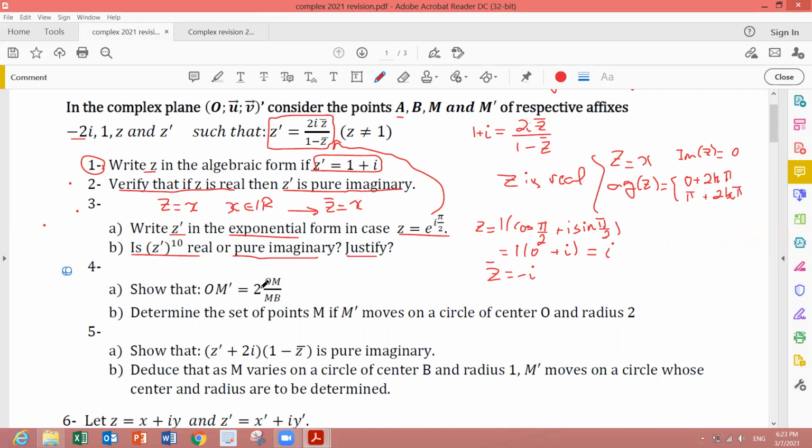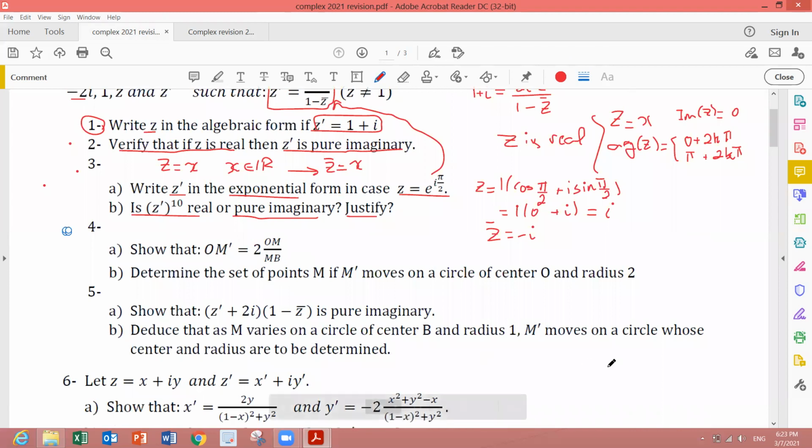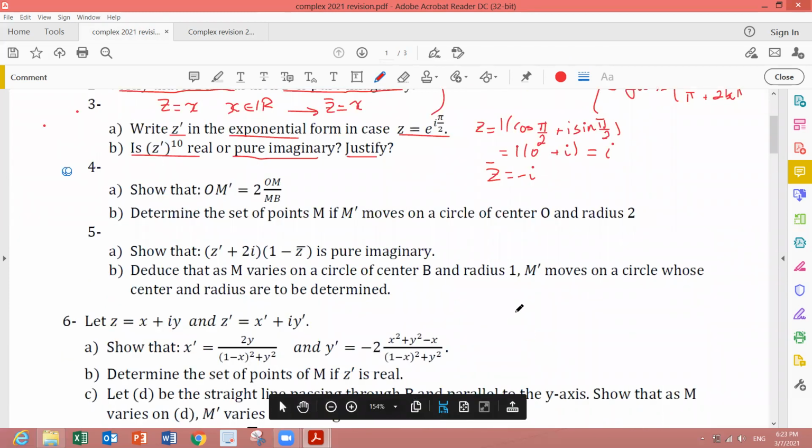Part 4. Show that OM prime equals 2 OM over MB. You know that the distance is the modulus. So whenever you have a relation between distances or lengths, we have to use the modulus of the given relation. Remember that the modulus of z bar equals the modulus of minus z equals the modulus of z.